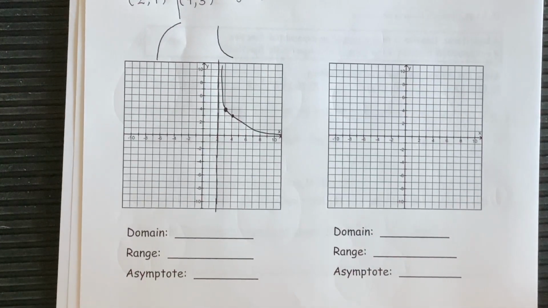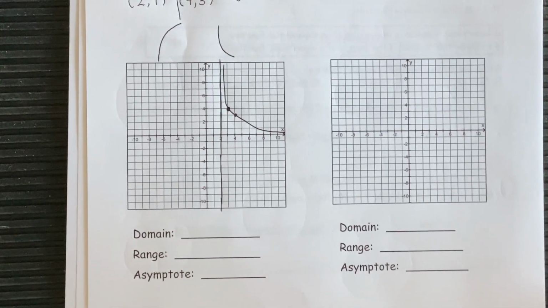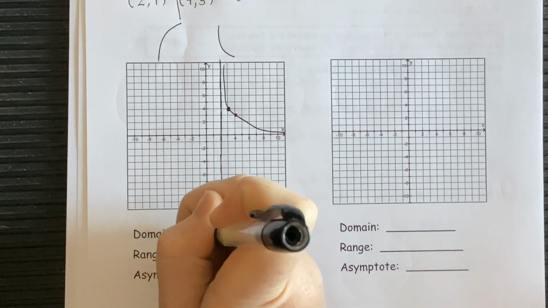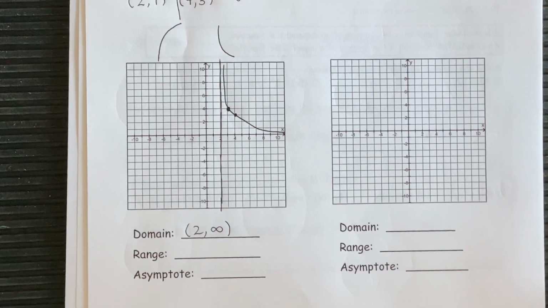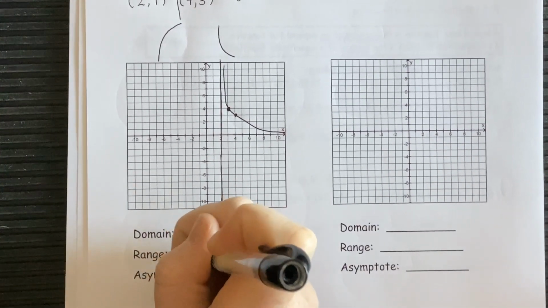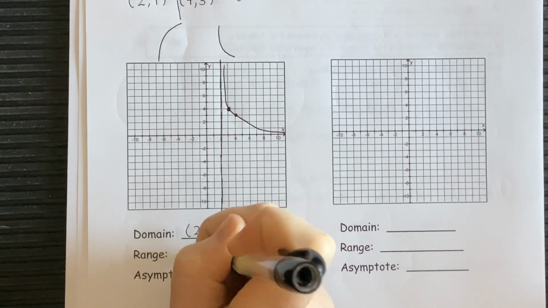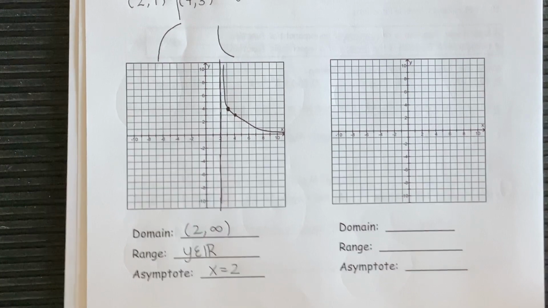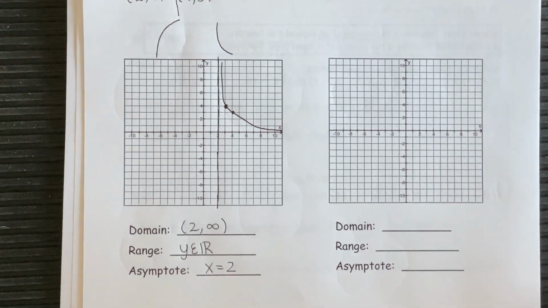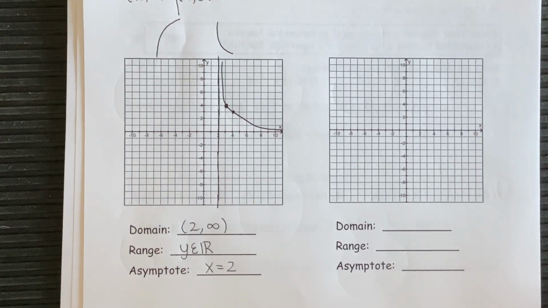So let's talk about what our domain and everything looks like. So our domain, the furthest left it goes is this asymptote, and then it's going towards infinity. Our range, always, always, always, all real numbers. And then again, we said our asymptote is at x equals 2, not y equals 2. Do not miss points on that quiz because you put x equals instead of y equals.